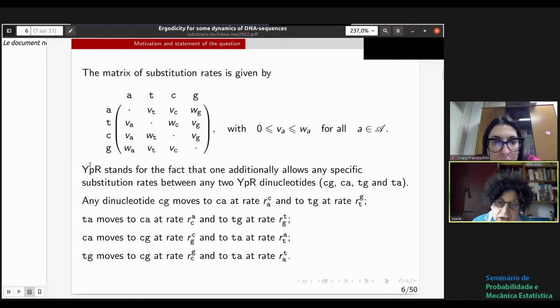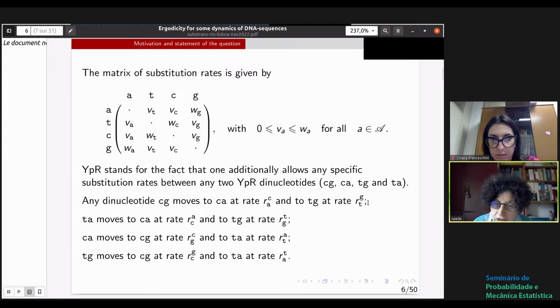And then we have this additional rate for YpR. So if we have a dinucleotide belonging to YpR, like CG, CA, TG, and TA, then what happens is that there is an additional rate. For instance, if we have CG, then it could move to CA. So it means that G moves to A, but to its left, it has C. So there's this additional rate that we denote by R_AC. A, that's where you go, and C is the other nucleotide on the left. Or from CG, we could go to TG. So C goes to T, but looks at G on the right.